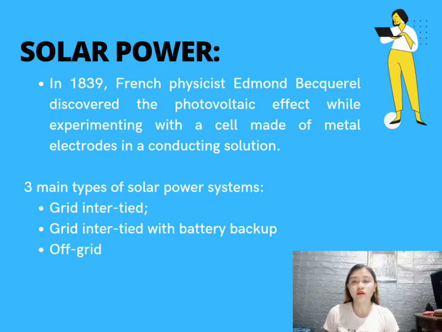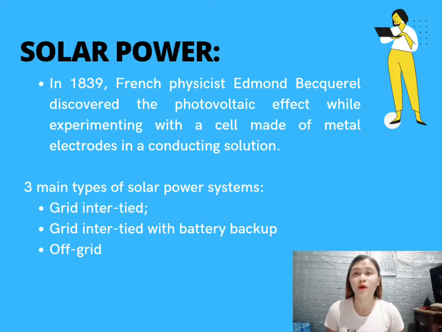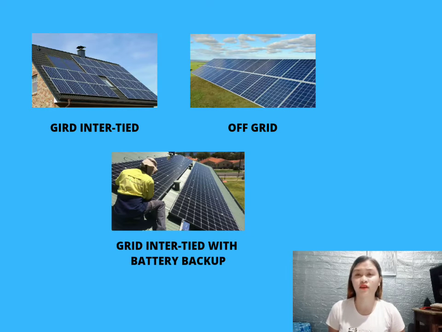In 1839, French physicist Edmond Becquerel discovered the photovoltaic effect while experimenting with a cell made of metal electrodes in a conducting solution. The photovoltaic effect explained how electricity can be produced from sunlight. There are 3 types of solar power system. First is the grid-tied. Second is the grid-tied with battery backup. Third is the off-grid solar power system.